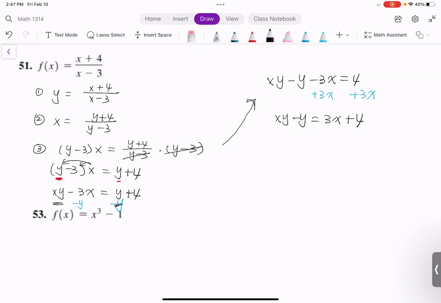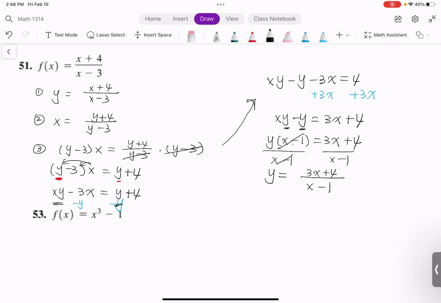Then we can pull out the y because they both have the y term. Y times (x minus 1) equals 3x plus 4. Now we can isolate the y by dividing by x minus 1. X minus 1 divided by x minus 1, these two cancel, y equals (3x plus 4) divided by (x minus 1).